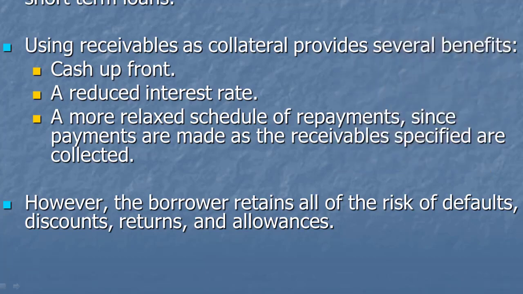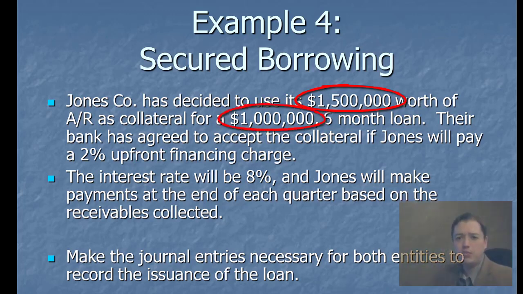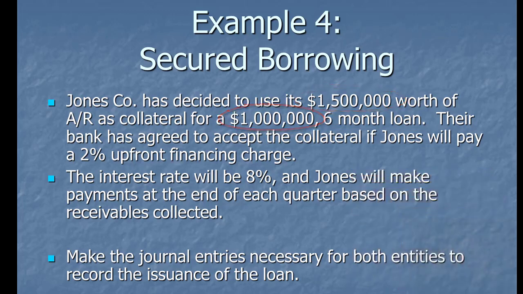To kind of solidify this, let's take a look at an example. Again, this is Jones Company. They've decided to use $1.5 million of accounts receivable as collateral for a $1 million loan, and that's typically what we see. You pledge a lot more than the face value of your loan. That's what gets that interest rate down, and to make sure that if people default, you still have the cash you need to pay off the loan. So it usually is bigger like that.